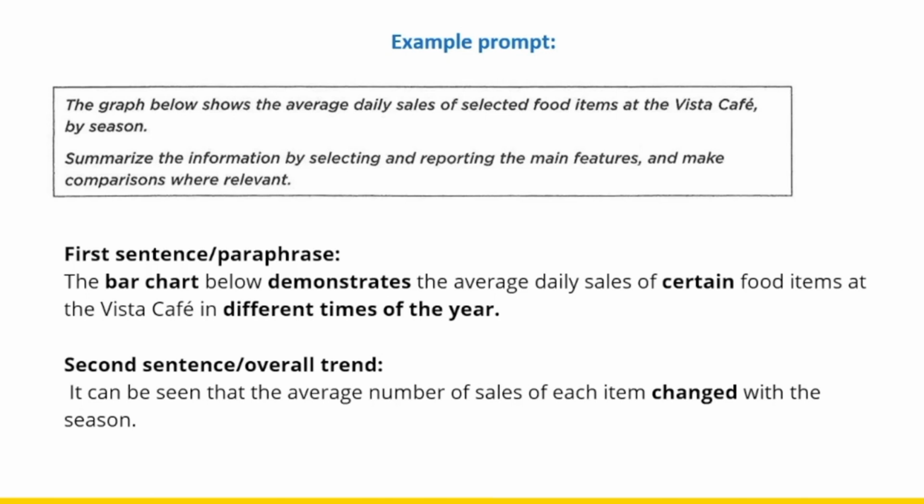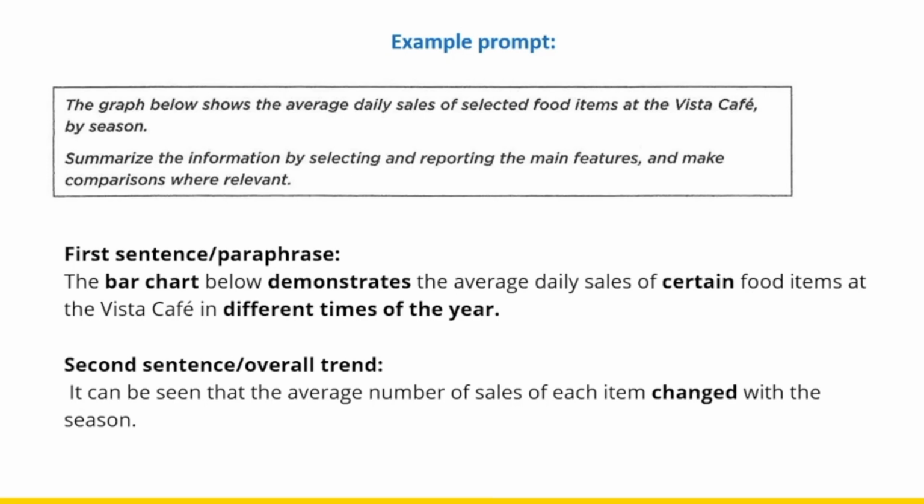As you see, the first sentence is my paraphrase. What I did was just change a couple of words. For example, instead of saying the graph below, I said the bar chart below. Instead of saying shows, I wrote demonstrates the average daily sales of, and instead of selected food items, I said certain food items at the Vista Cafe in different times of the year. That was instead of by season. So as you see, I kept the same idea, but I just changed a couple of words.